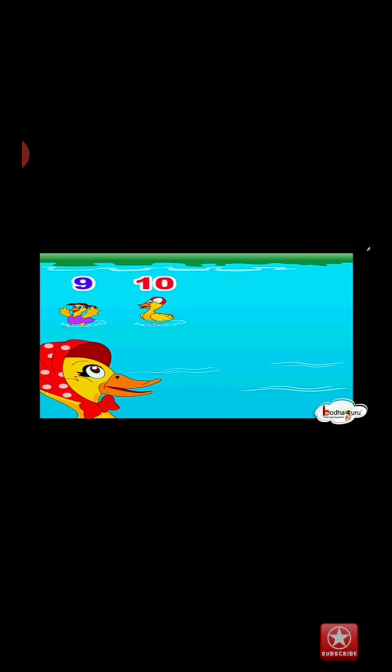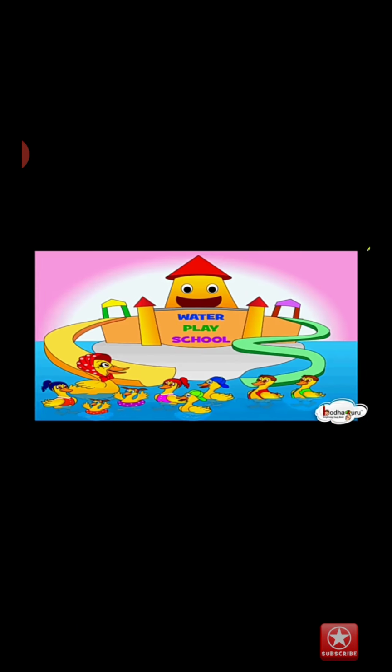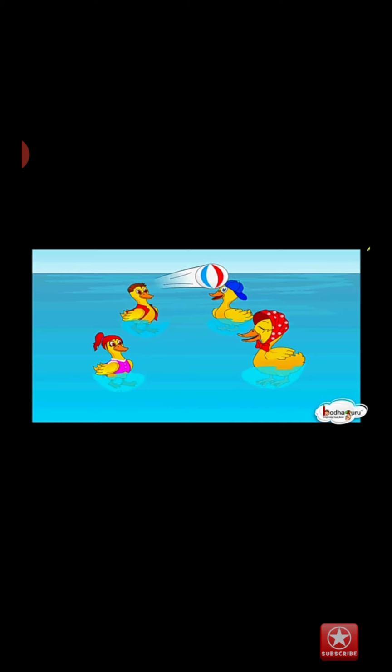When the ducklings reached the school, they were happy as it was a play school. All the ducklings hugged their mother with love. The ducklings, along with Mama Duck, played for a long time and were happy to have lots of fun. I think you all also have fun in your school.